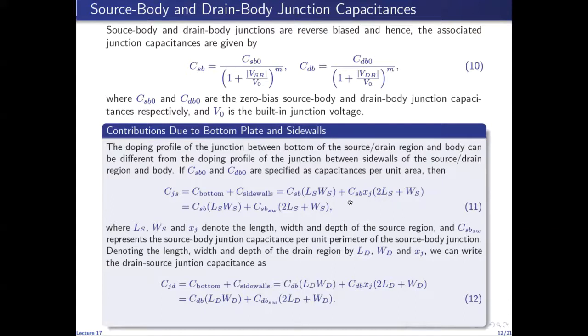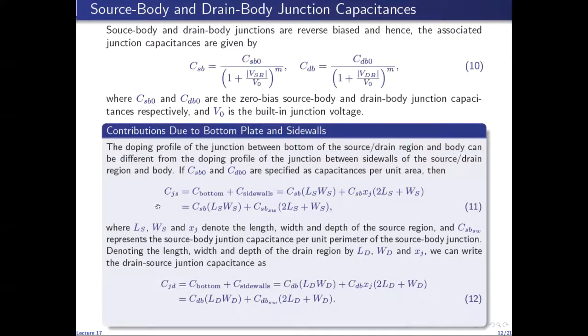Oftentimes we express this quantity CSB times xj as CSB subscript SW, called the source to body junction capacitance per unit perimeter of the source to body junction. So the total junction capacitance between source and body due to the reverse bias PN junction between source and body is then given by the sum of these 2 terms.